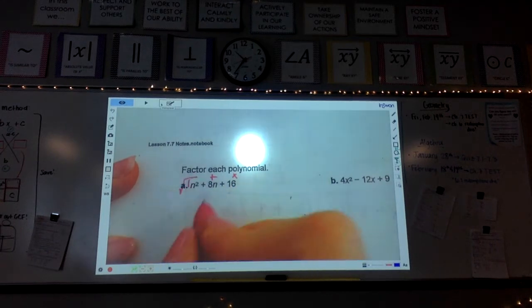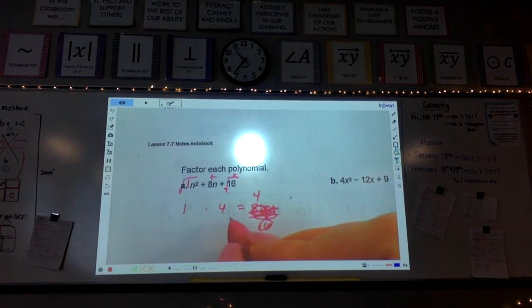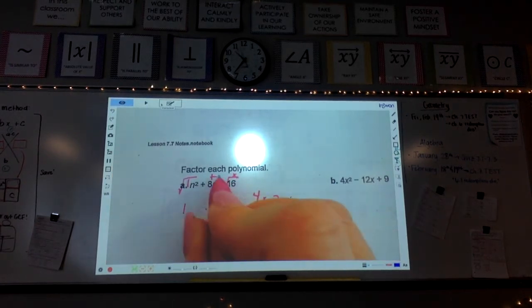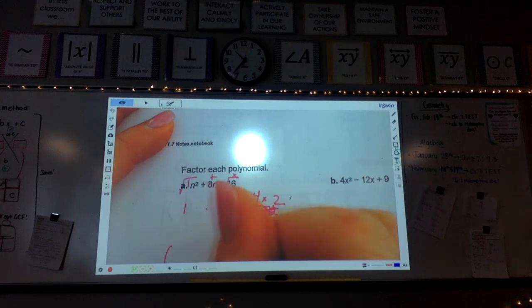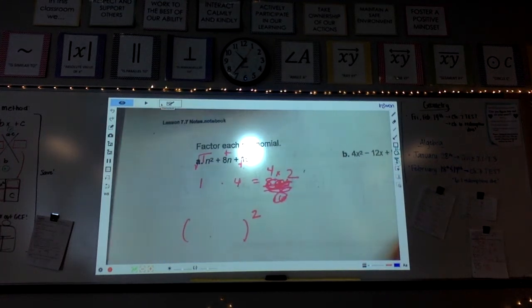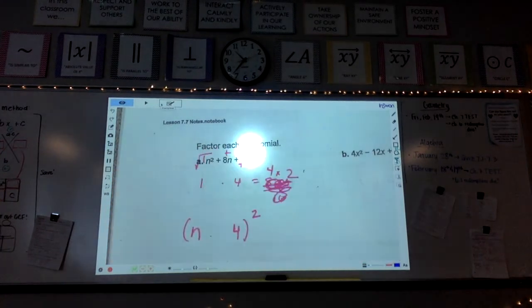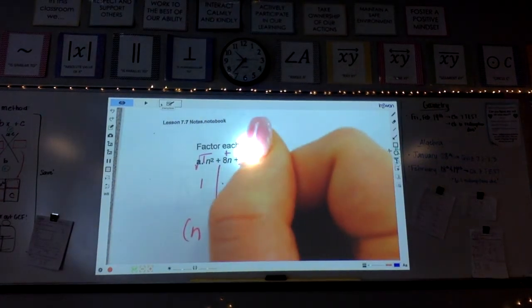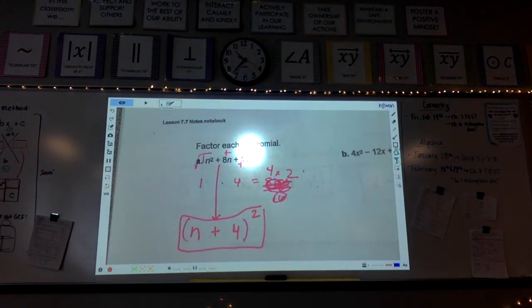What's the square root of 1? What's the square root of 16? 1 times 4 is, I literally did this last hour. 1 times 4 is 4, Miss Kelly. Doubled is 8. That's how I know it's a perfect square trinomial. The actual factoring part of it is really not that bad. The square root of n squared is n. The square root of 16 is 4. And then you just drop down the sign of the middle term. And there's your answer. We're going to do a couple more so before you're like, huh? I know, that was just the first one.